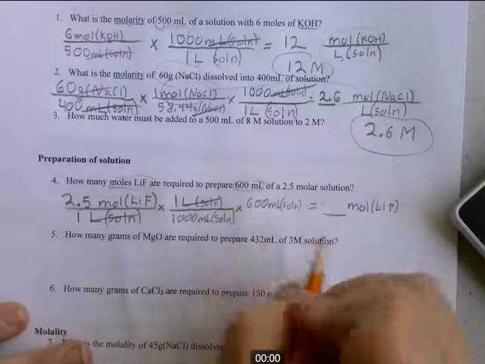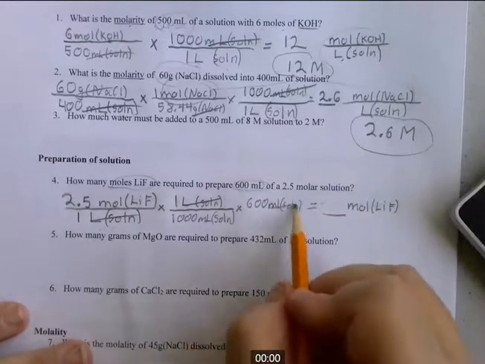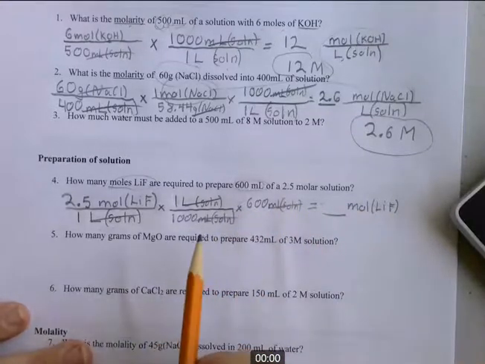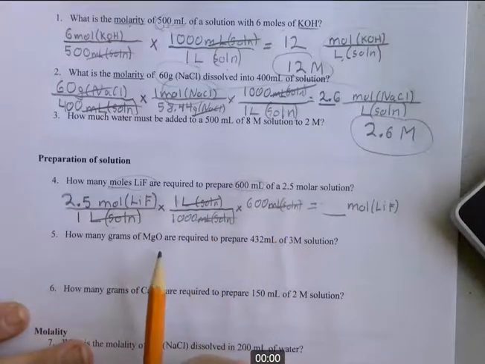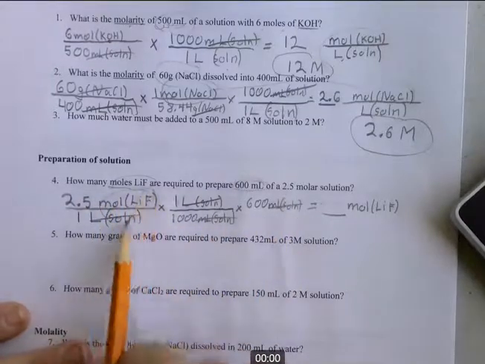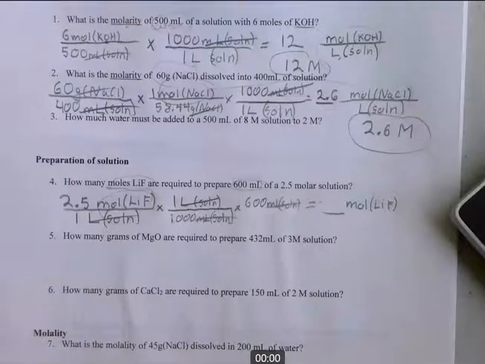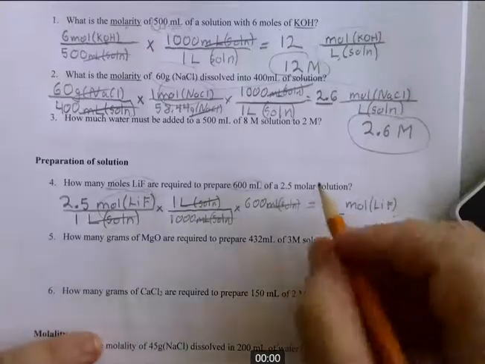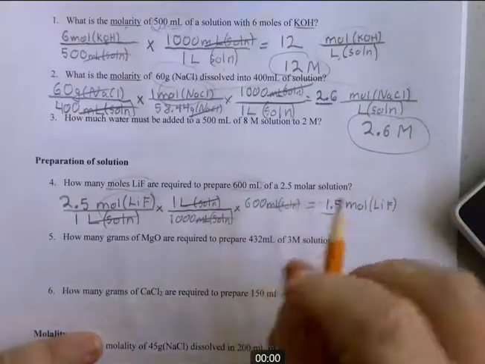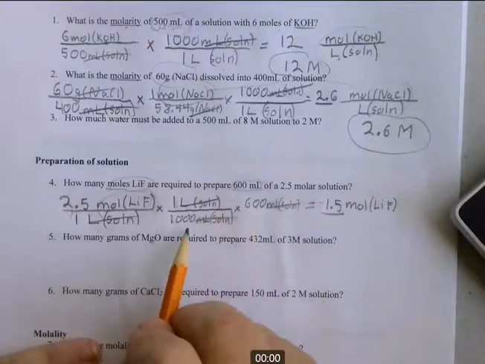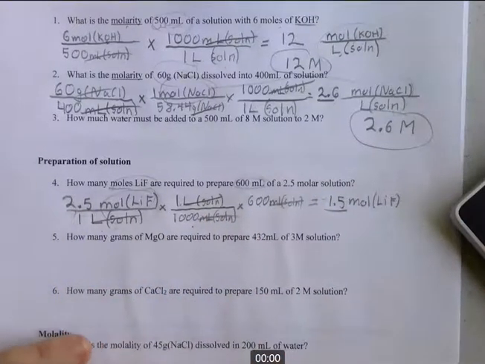Okay? And it doesn't have to be over anything. It just is. It's 600 milliliters, so that cancels with that. So what you've done is you've gotten rid of all the liters and milliliters, and the only thing you have left is this way over here, which is moles of LiF. So now when you do that, you're going to get... Okay, that's going to give you 1.5 moles of LiF. Okay, so it's 2.5 times 1 times 600 divided by 1,000 divided by 1. Okay, there you go on that.